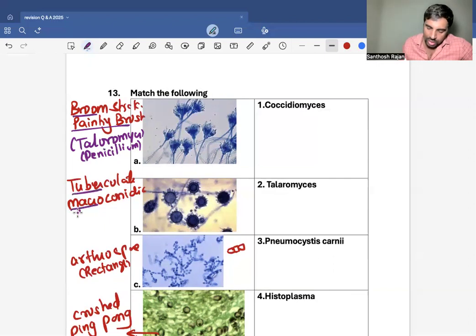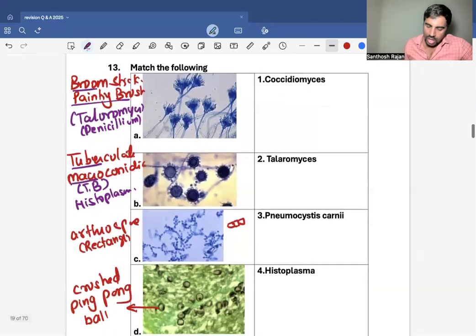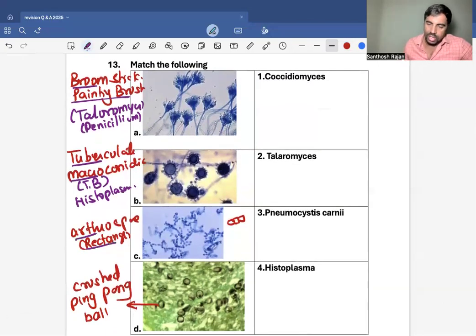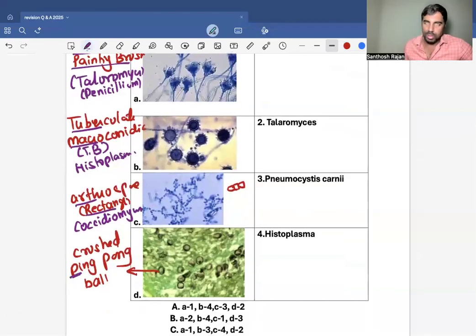Tuberculate means TB-like. The TB-like fungus which is dimorphic is your histoplasma. Histoplasmosis. Arthrospore: I told the cock, one of the cocks' names is arthrodimorphic. So it is coccidioidomycosis. Crushed ping pong means, if you know ping pong, PP, that is crushed PC. So Pneumocystis carinii, PC, ping pong appearance.